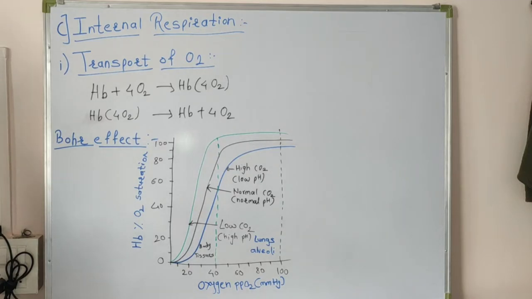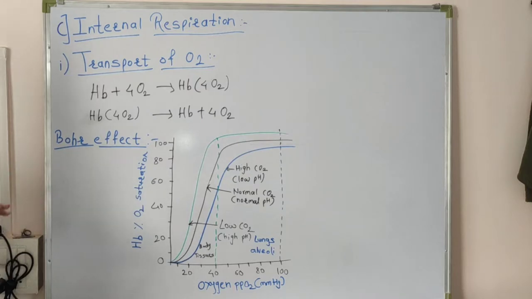In the previous lecture, we have seen the breathing as well as the external respiration. In both types of respiration, we have seen how breathing occurs as well as how oxygen and carbon dioxide are externally carried out and carried in.